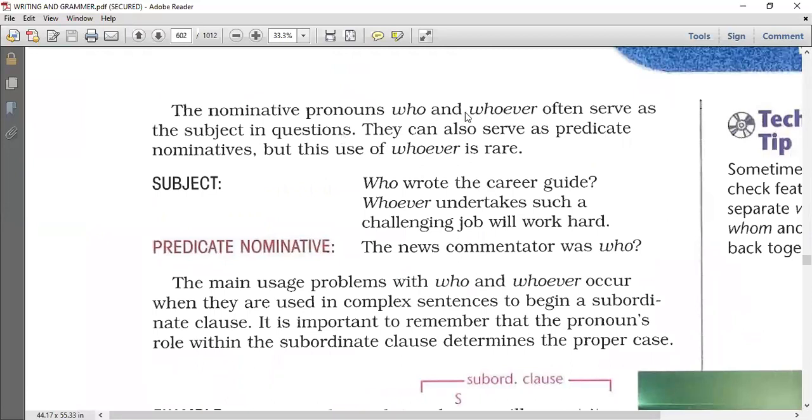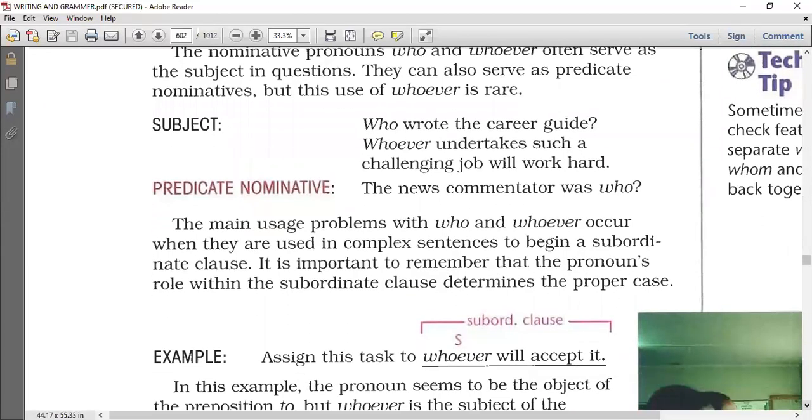The nominative pronouns who and whoever often serve as the subject in questions, like who wrote the career guide? Whoever undertakes such a challenging job will work hard. So in both positions, they are the subject. Predicate nominative: the news commentator was who? So we use who and whoever in questions as subjects and as predicate nominative. The main usage problem with who and whoever occurs when they are used in complex sentences to begin a subordinate clause. It's important to remember that the pronoun's role within the subordinate clause determines the proper case.